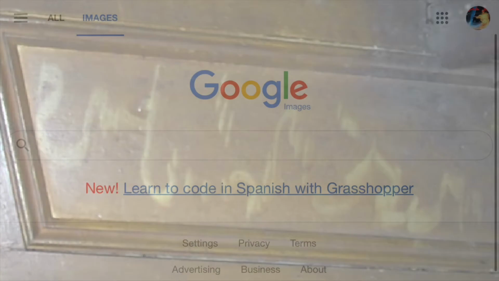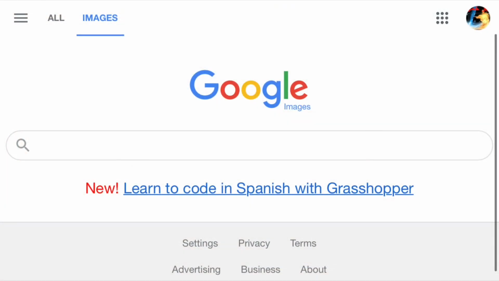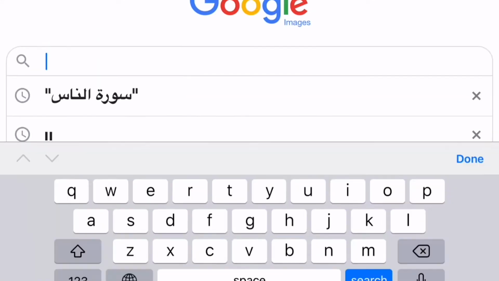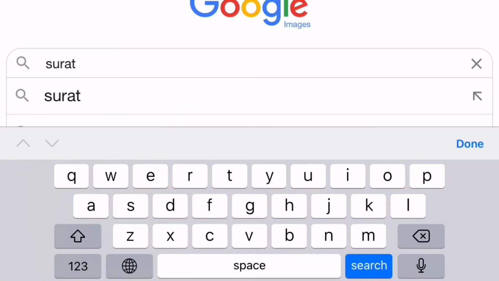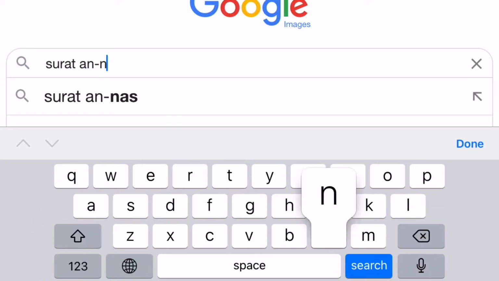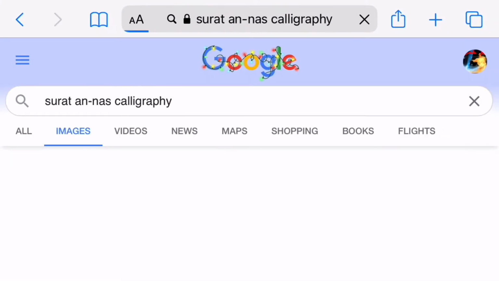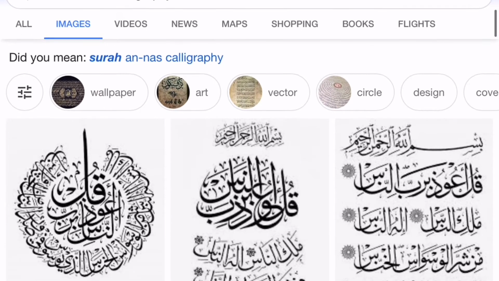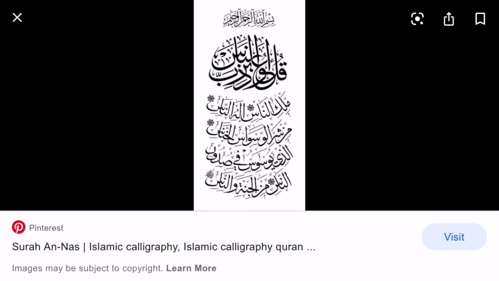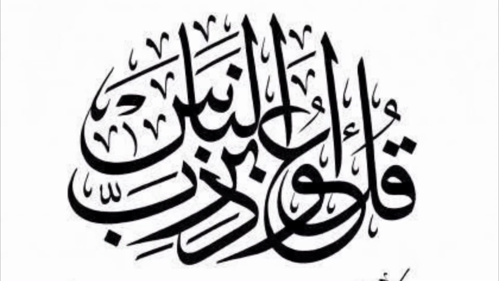I'm going to represent a hypothetical case for Arabic on this pew. The first thing I want to do is go to Google Images and pull up something to compare the markings to. So I'm going to type in Surat an-Nas calligraphy. And I'll just choose this top middle image. So this is the 114th chapter of the Quran, the last chapter of the Quran according to its current organization.